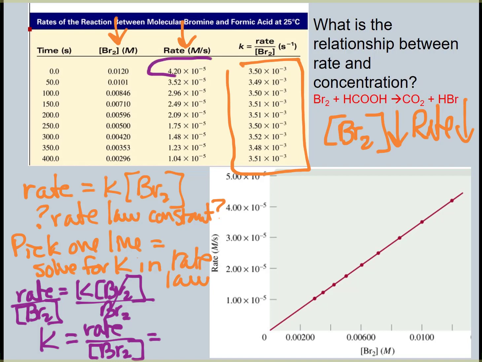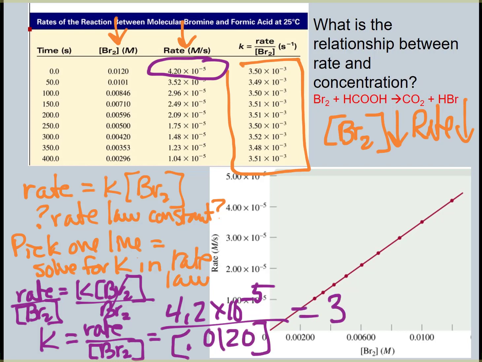So I'm going to just pick the first one: 4.2 times 10 to the minus 4 divided by 0.0120. And when you work it out, and I know what it is because they already tell me what it is, I get 3.5 times 10 to the minus 3. So that is what my K equals. And because this is a first order reaction, I know that s to the minus 1 is going to be my unit.